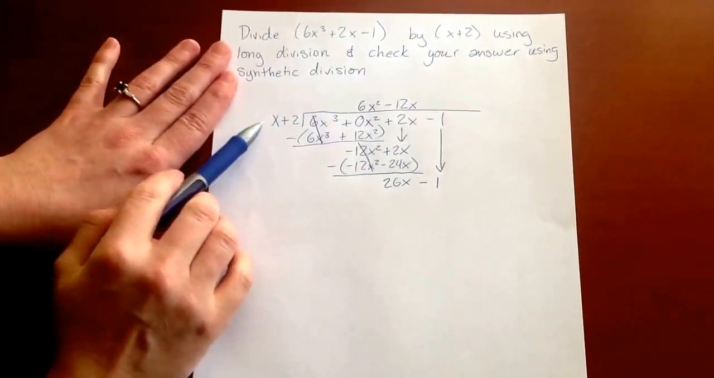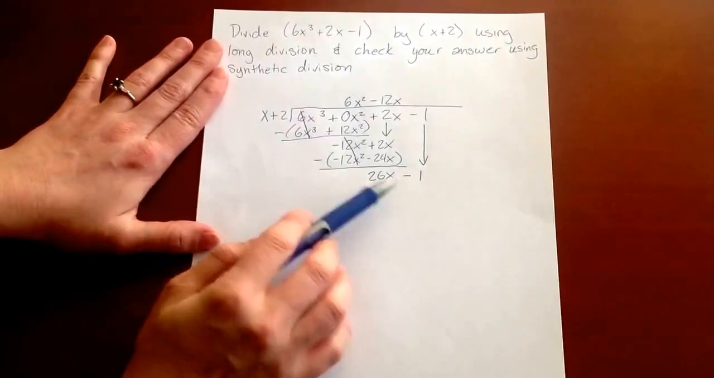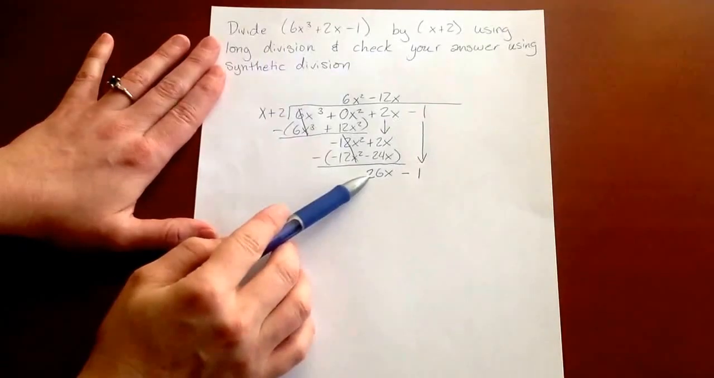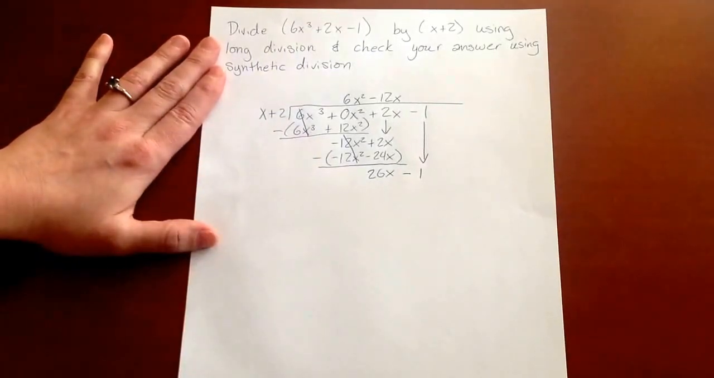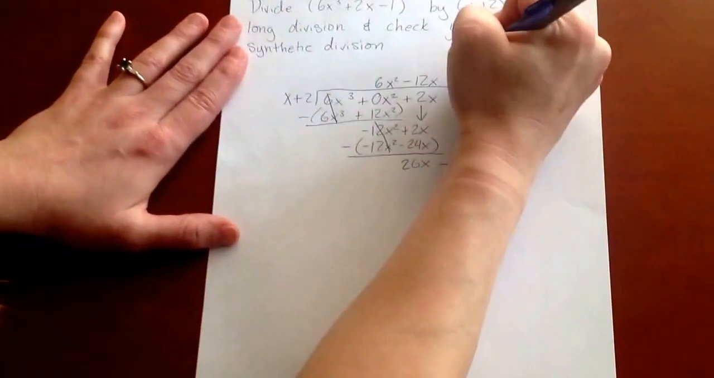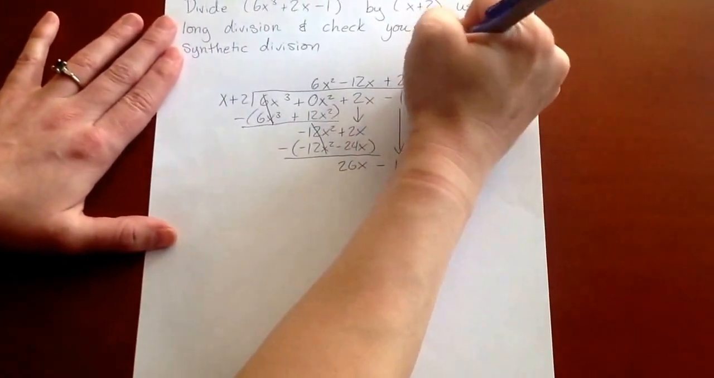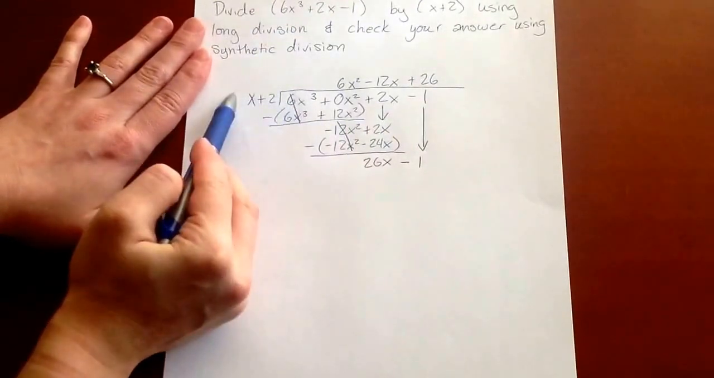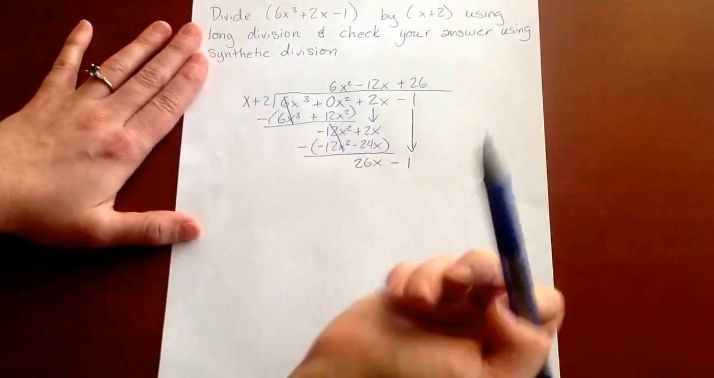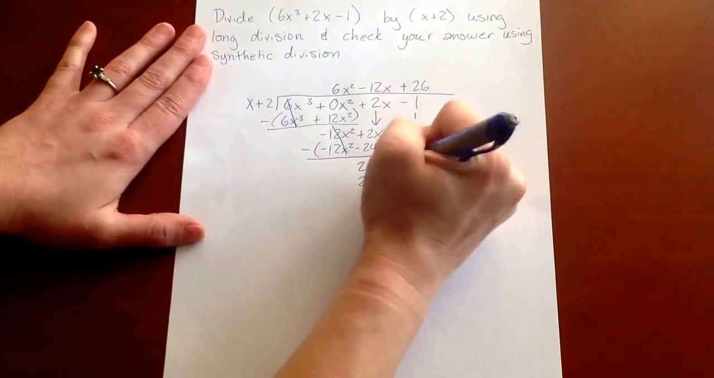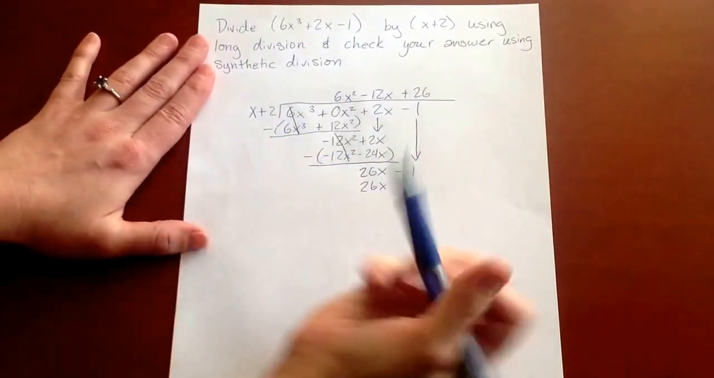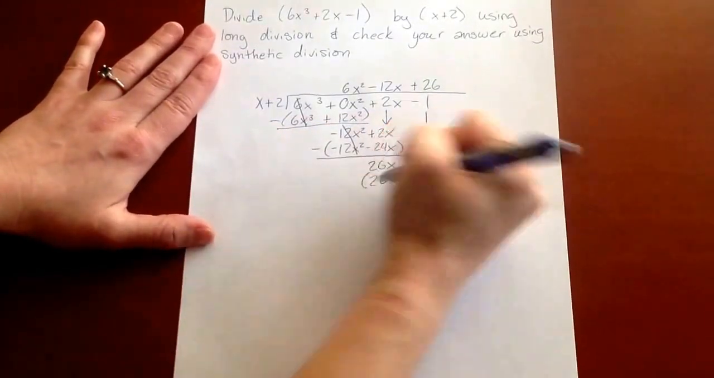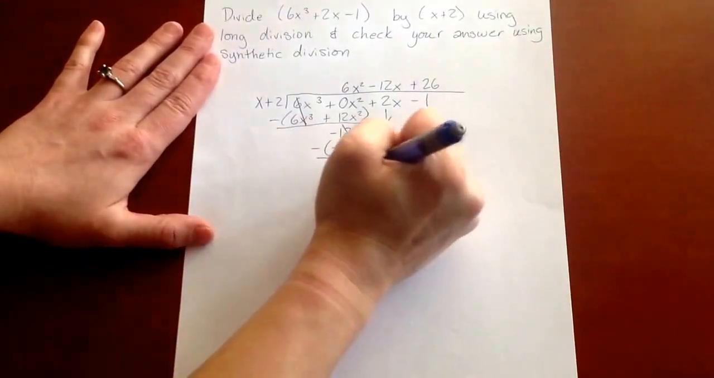Now we have to think, what can I multiply by x to get me 26x? Well, they both have 1x, so we're good on that, and we're just missing the coefficient, so we need to multiply it by 26. So plus 26. And now we need to multiply 26 by this whole binomial. So 26 times x is 26x, and 26 times 2 is positive 52. We group it, put it in parentheses, and subtract it.